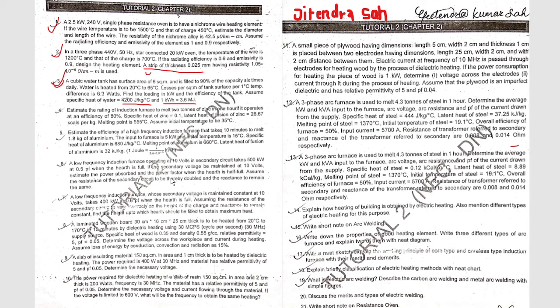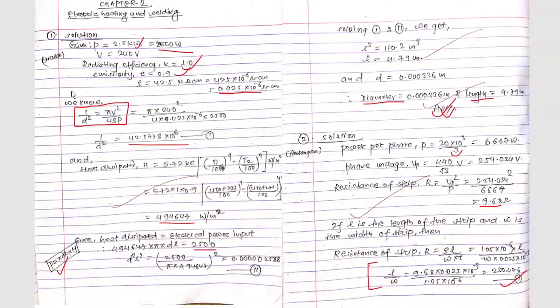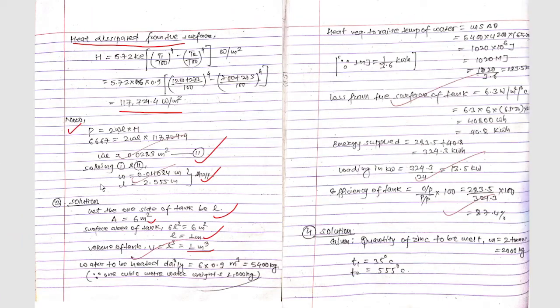Now here in the question you can see a cubic water tank has this surface area and it is filled to 90% of the capacity 6 times daily. So the water to be heated daily is 6 times the capacity, 0.9 meaning 90%. So 6 into 0.9 in meter cube. And if you multiply with 1000 you will get 5400 kg, since 1 cubic meter of water weighs 1000 kg.